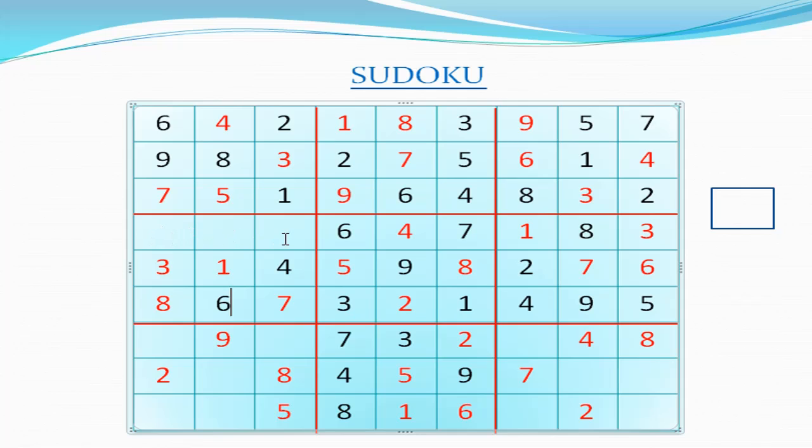Can I place 2 here? Let's see. Can I place 2 here? One by one. Okay. Can I place it in this one? 2? No, I cannot because in the column I see 2 here. So I cannot place it. Be happy.